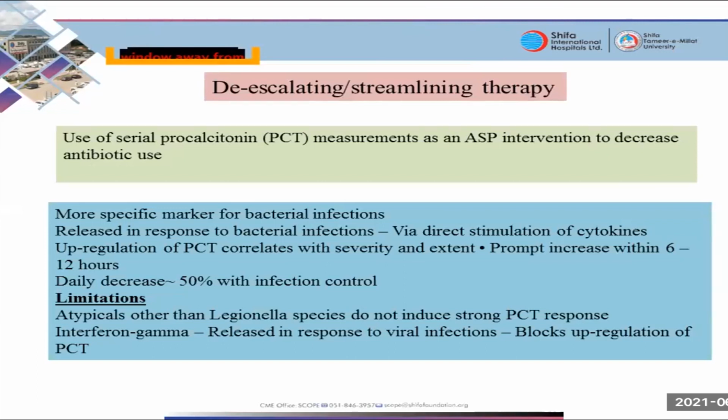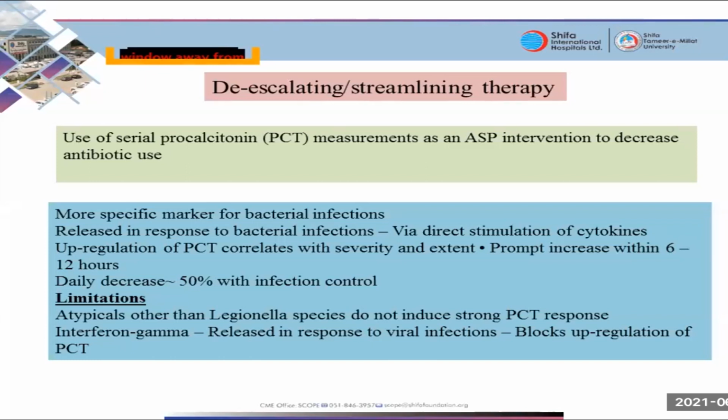De-escalation is the opposite of escalation. It means you are switching from broader spectrum antimicrobial therapy to the narrow spectrum. And the lab value which you can use in order to de-escalate is procalcitonin. Different studies have shown its role in de-escalation. And it is a more specific marker as compared to CRP. CRP is non-specific. It can be raised in inflammation as well.